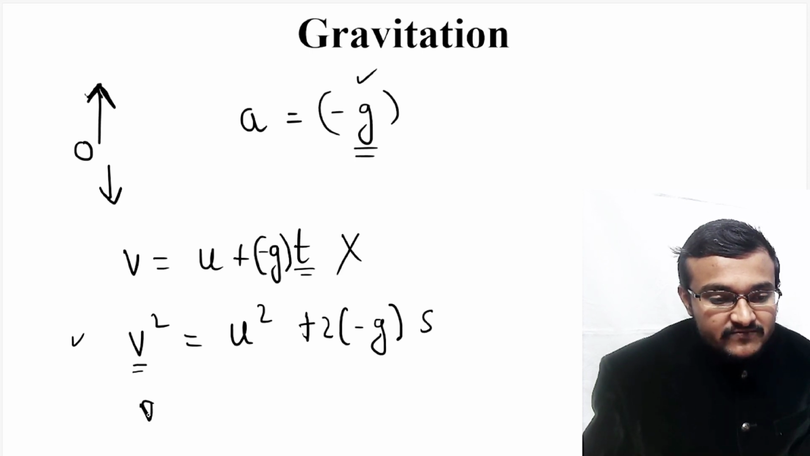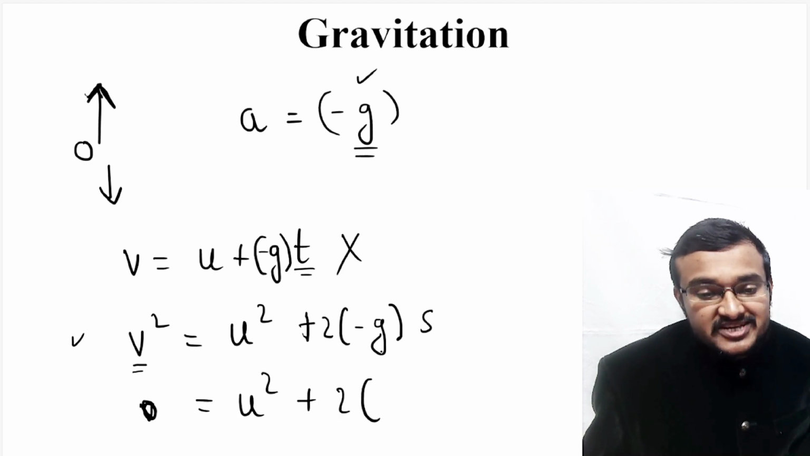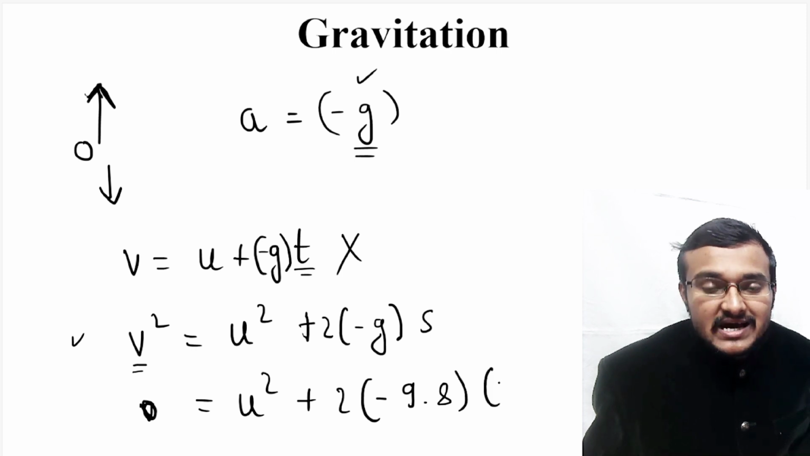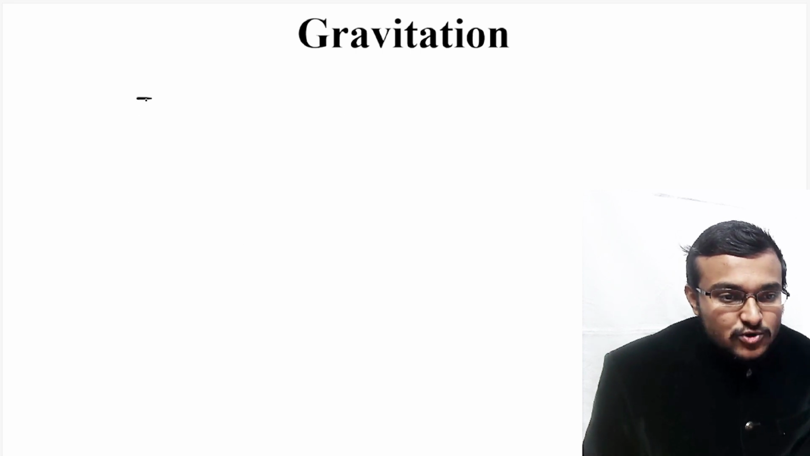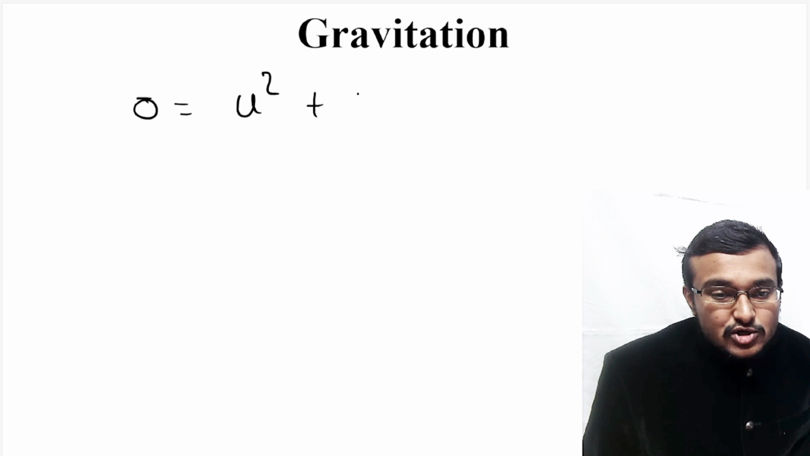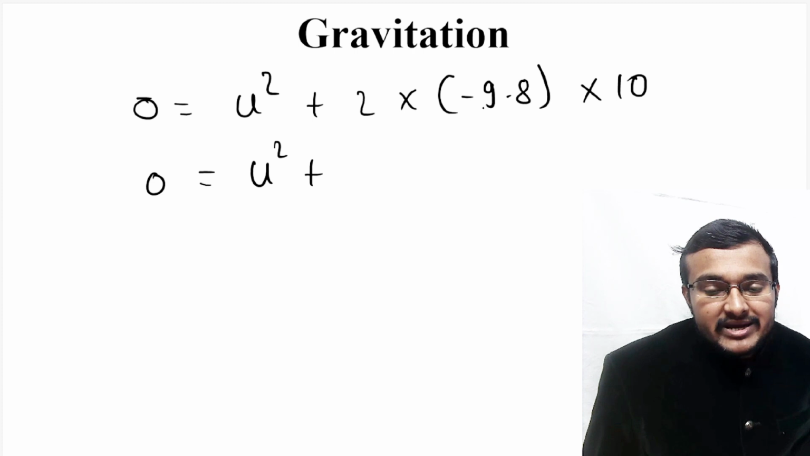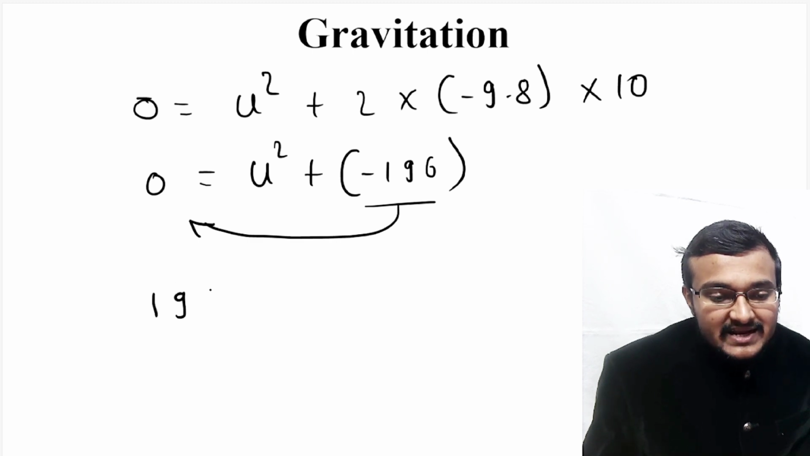So v square, directly you can substitute v square as 0 because final velocity is 0, is equal to u square plus 2 into g, the value of g is 9.8 meter per second square. So you can take minus 9.8 meter per second square into the height. So here distance is the height. So the maximum height here is equal to 10 meters. So 2 into minus 9.8 into 10 is there. So 0 is equal to u square plus 2 into minus 9.8 into 10. When you solve this, 0 is equal to u square plus 2 into minus 9.8 into 10, which will be minus 196. And if you bring this minus 196 to LHS, it will become plus 196 is equal to u square. So now u square is equal to 196.